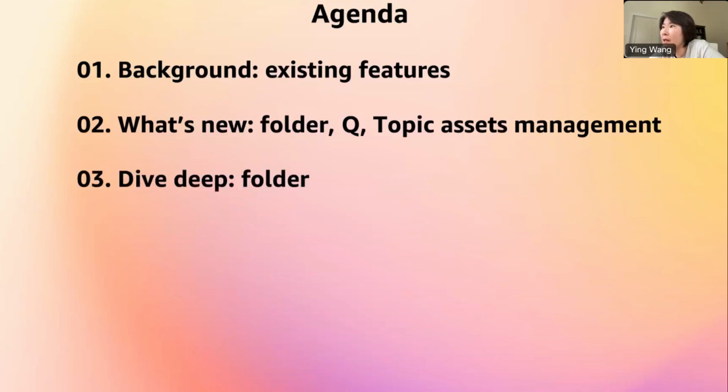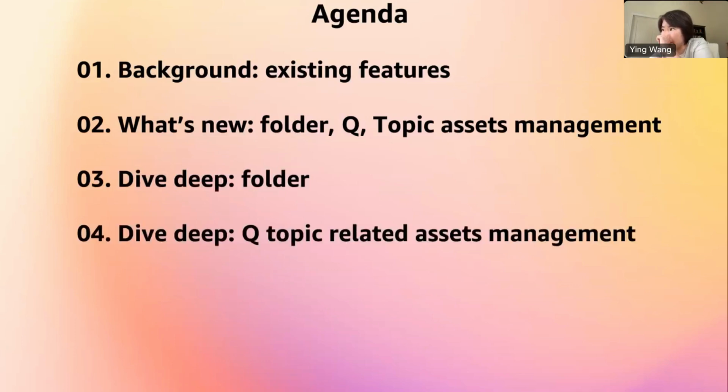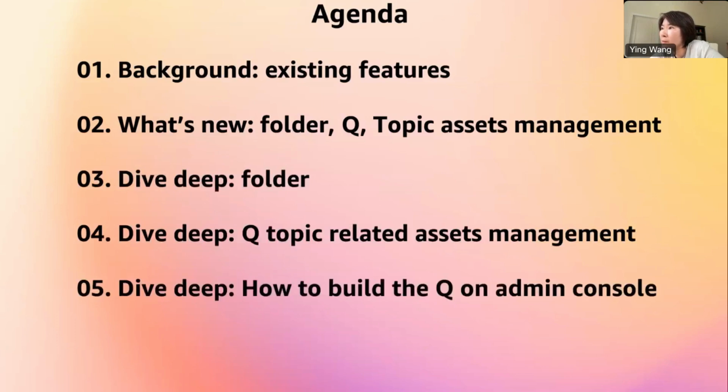And then Jiahuan will dive deep into how we can get the information of folder. And then Ashok will dive deep to talk about how we can get the asset management information of the Q topic. And then Oyin will demo how to build the Q topic and the sample questions. I will explain how we can use the new release feature, the custom instruction, to make the Q topic more powerful, and some other tips and tricks. And we will talk about our next step.